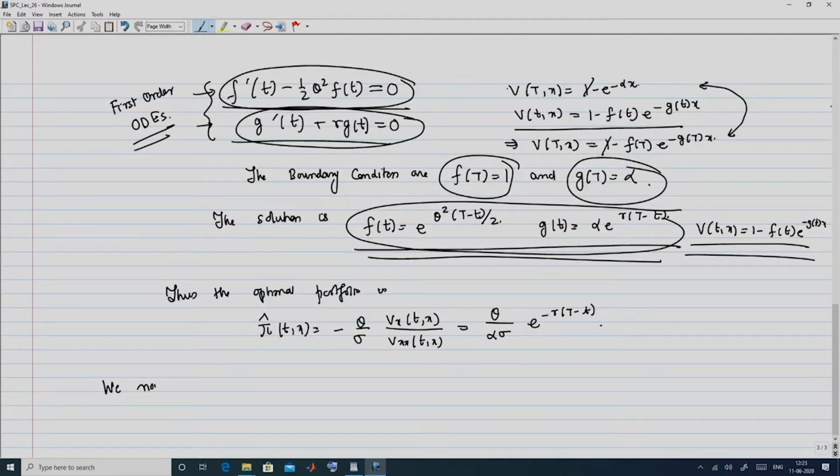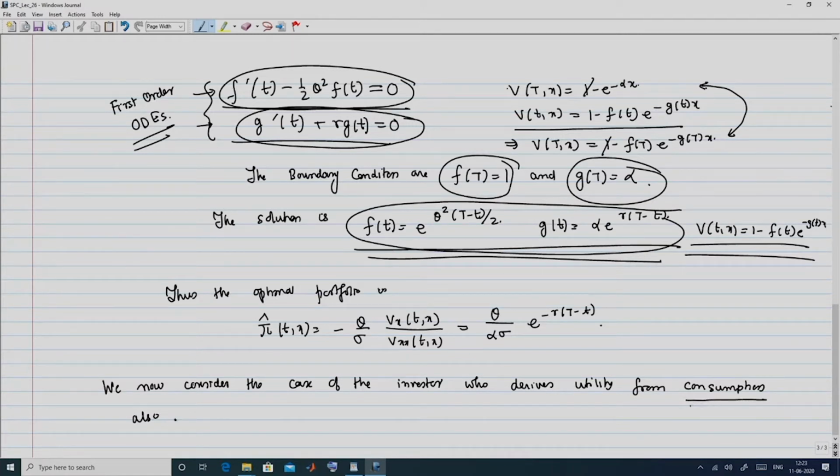So, we now consider the case of the investor who derives utility from consumption also. This means that in addition to the wealth process, now the consumption process also has to be taken into consideration.